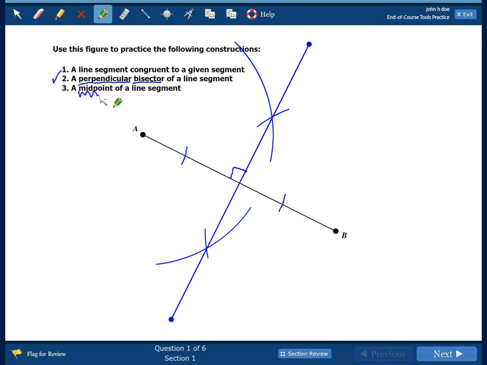So we also did number 3. This point right here is the midpoint. So we've just done all 3 things on this page. Let's go over to the next page, the next question as it is.